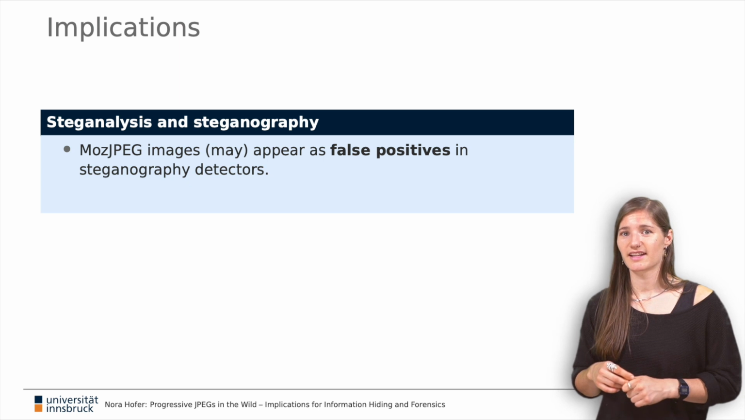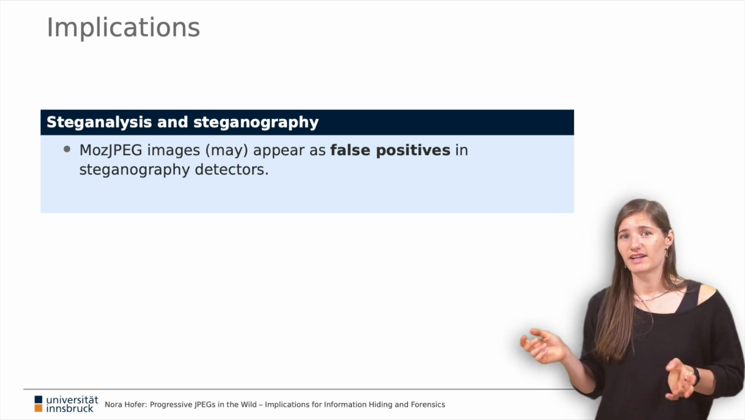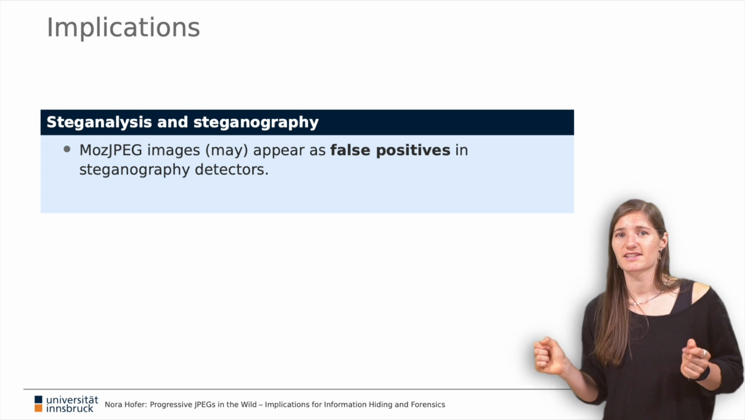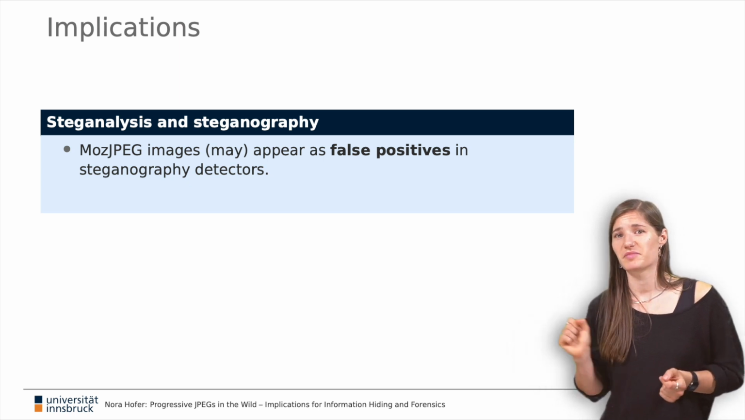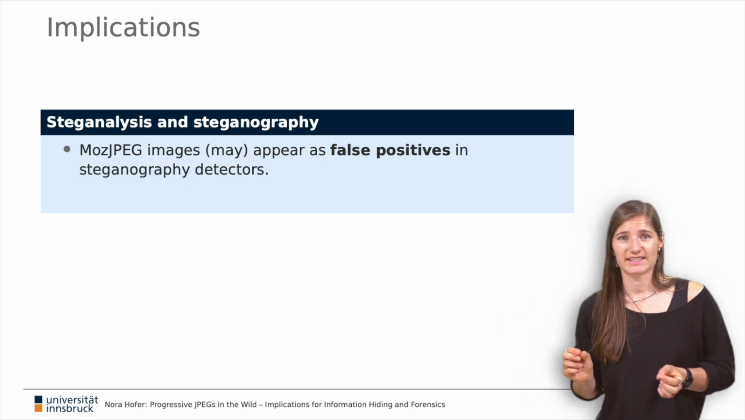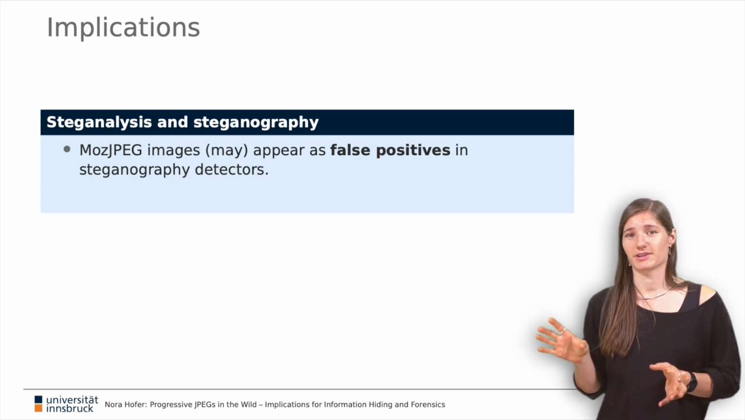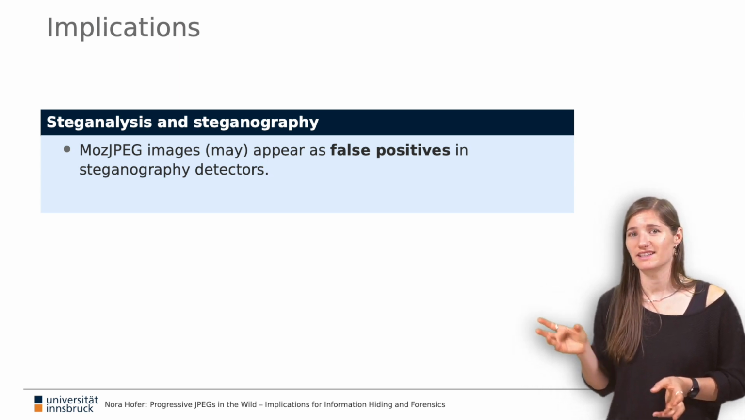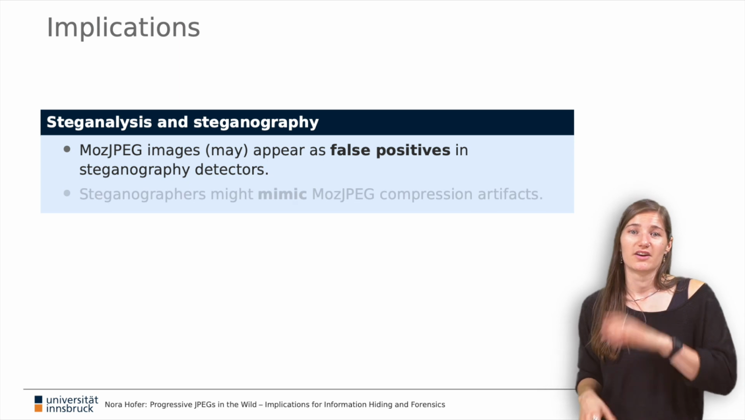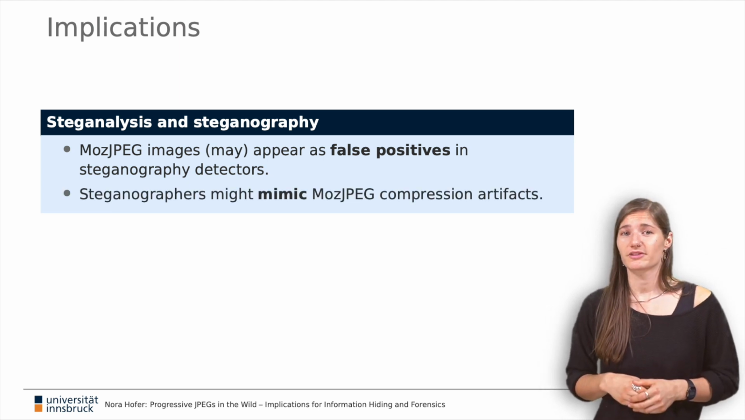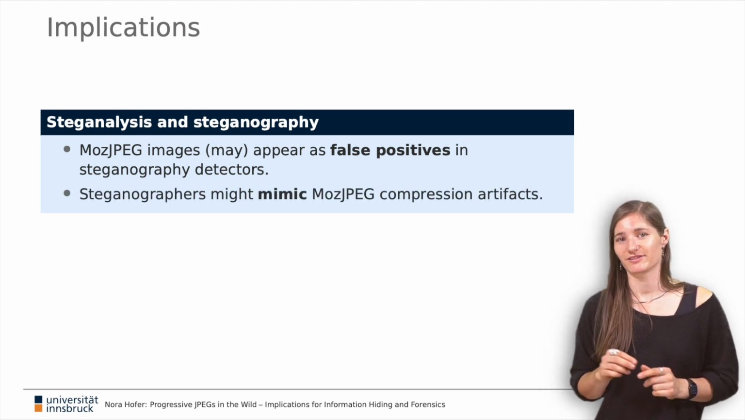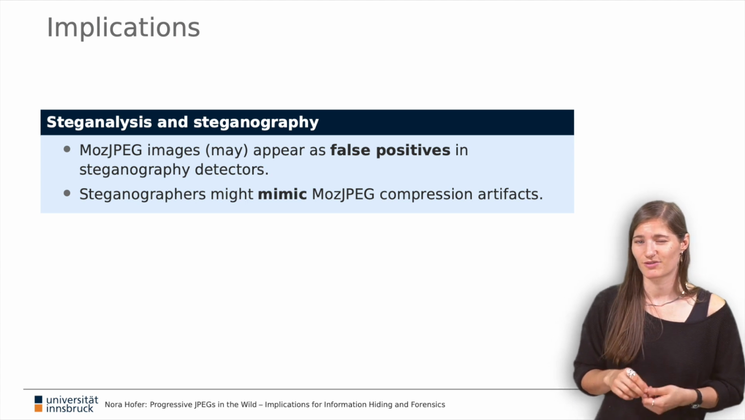We conjecture that this has implications for steganography. On the one hand, these artifacts resemble the changes introduced by non-steganographic embedding functions. This means that detectors which are unaware of MozJPEG might wrongly classify these images as positives. On the other hand, steganographers could try to mimic MozJPEG artifacts in an attempt to remain undetected.